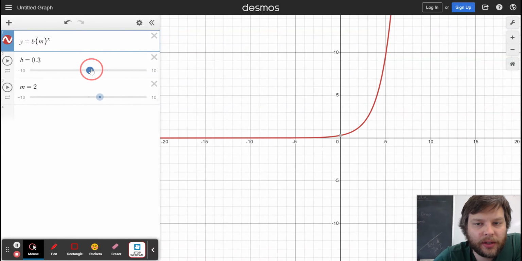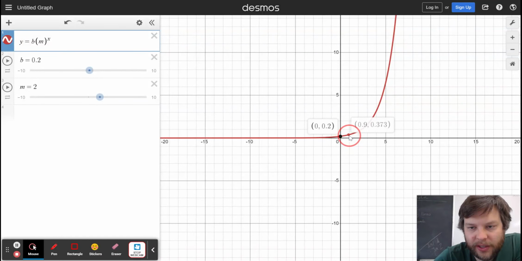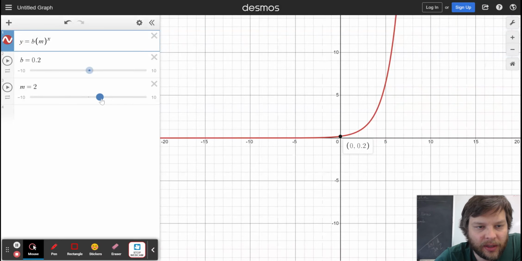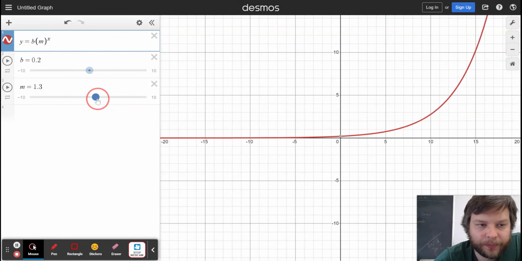The b value is the y-intercept. So if I make b equal 0.2, now the y-intercept is 0.2. When I'm at x equals 1, I'll be at a height of 0.4. When I'm at x equals 2, I'll be at a height of 0.8, etc., getting twice as tall because my m is 2. You can see that as the m gets bigger, our curve gets steeper.